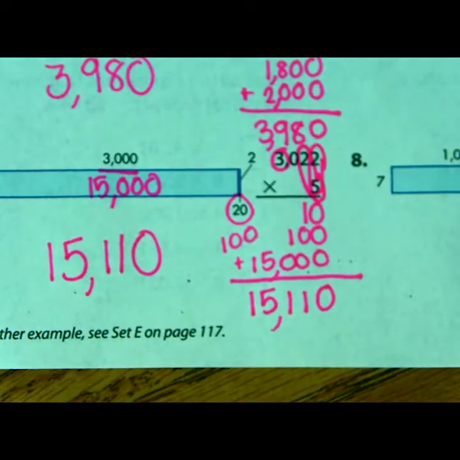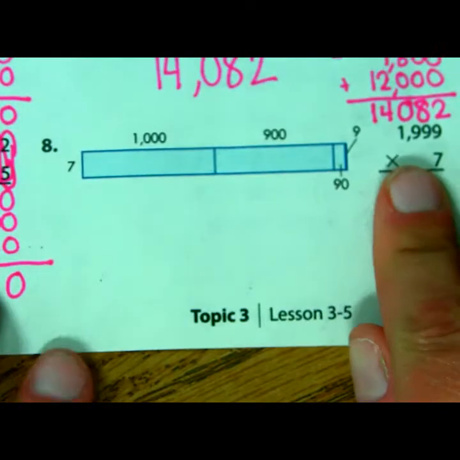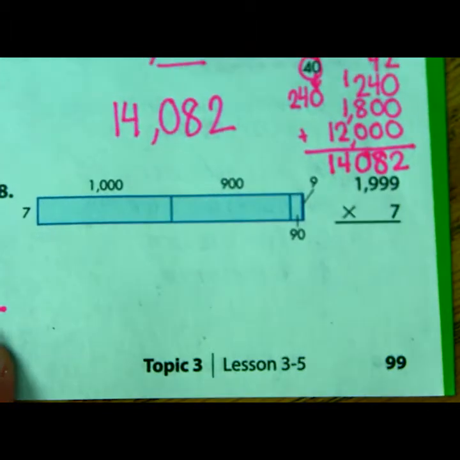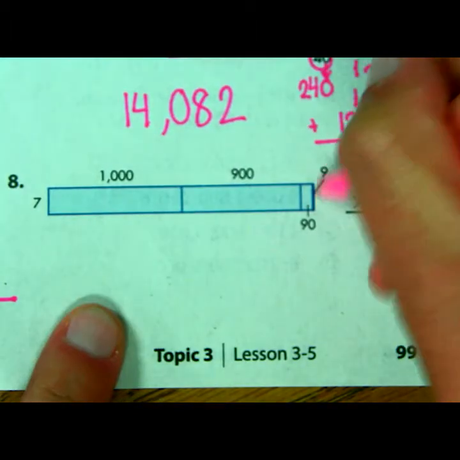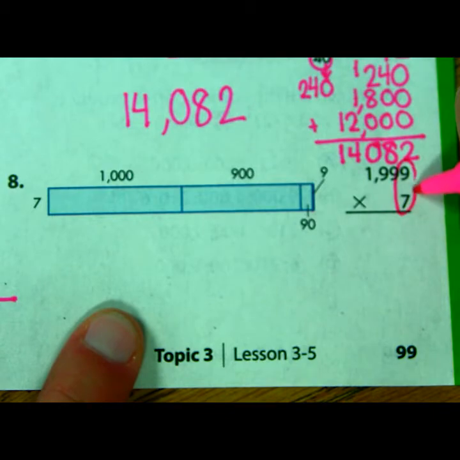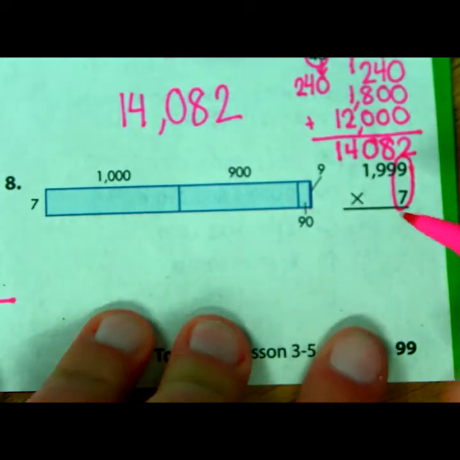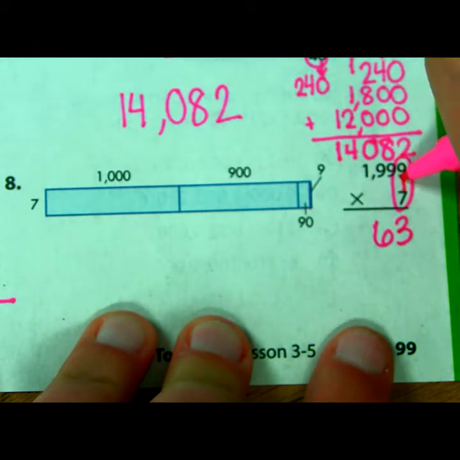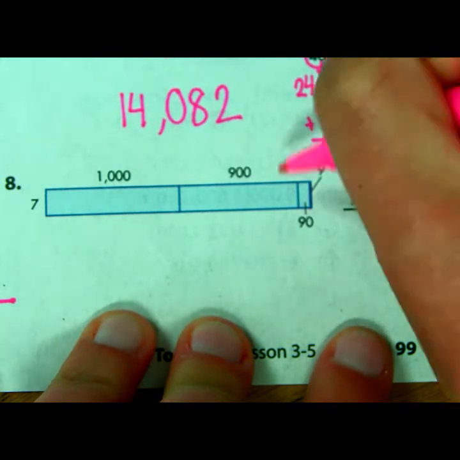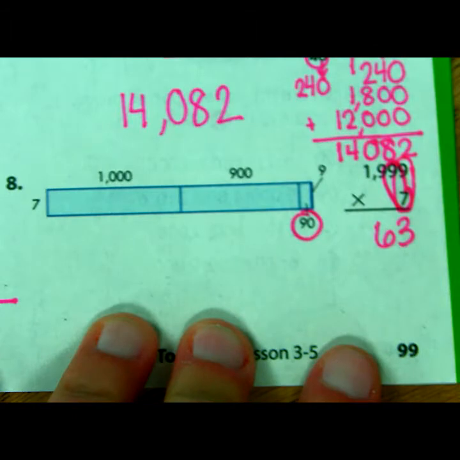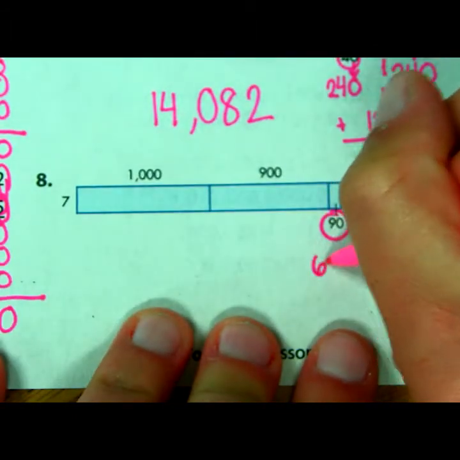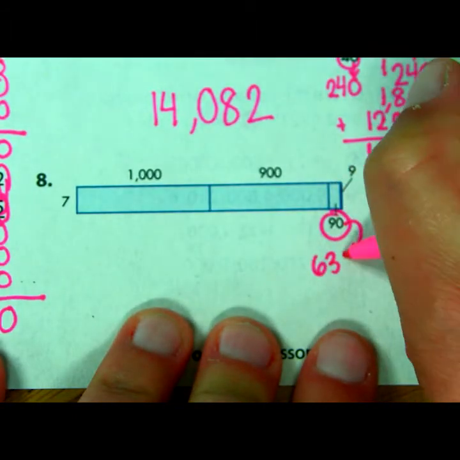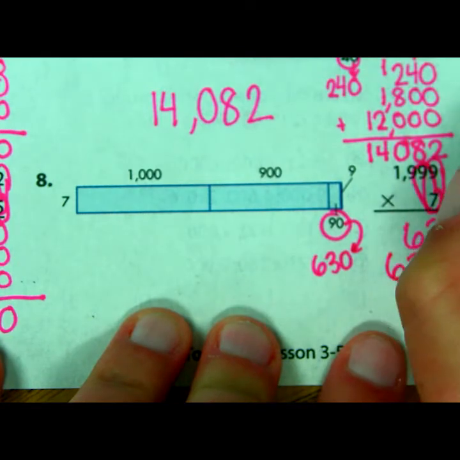Okay, last problem on this page. Number 8. Starting in the ones place, it's just a little sliver here on the area model, but 7 times 9. Well, we know that fact, and it is 63. Then we're going to multiply by the 9 in the tens place, which has a value of 90. 7 times 9, we just said, is 63, but add on your 0, so 630.